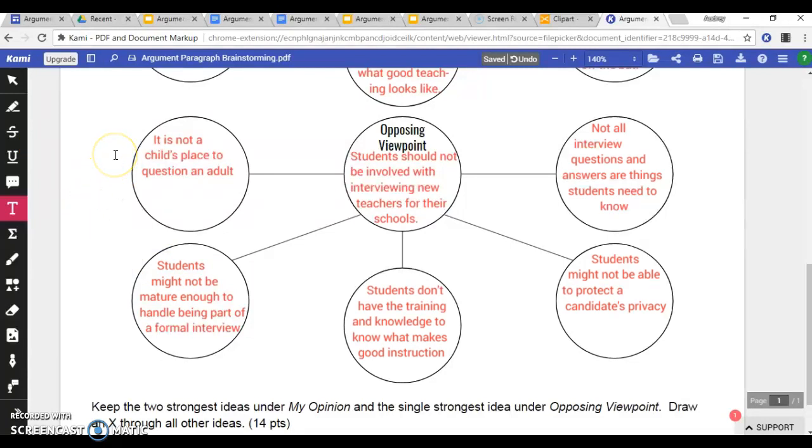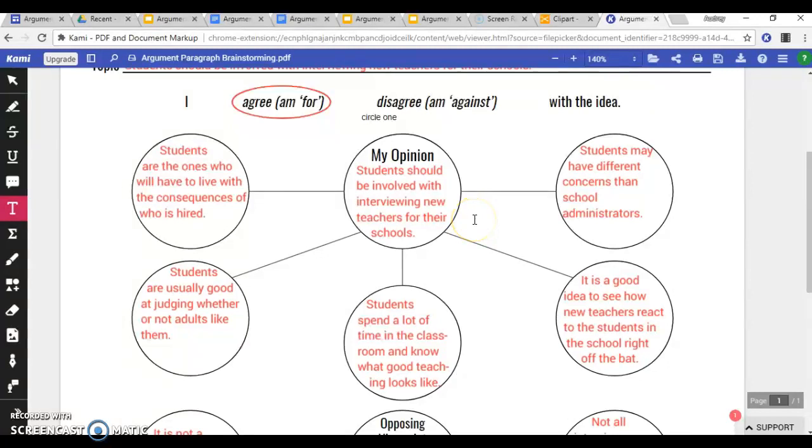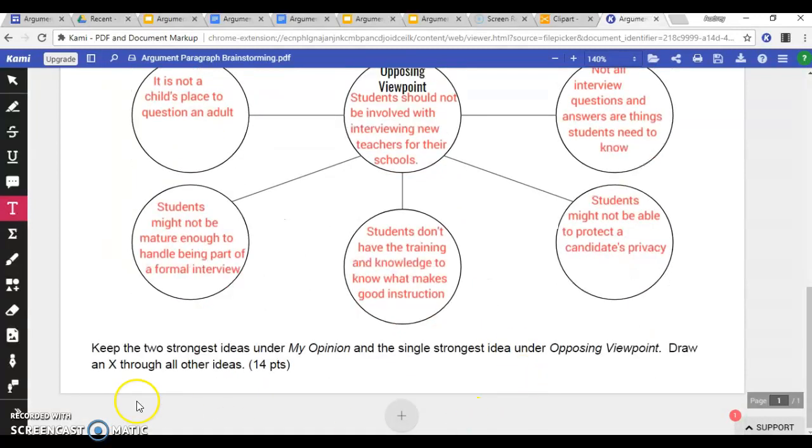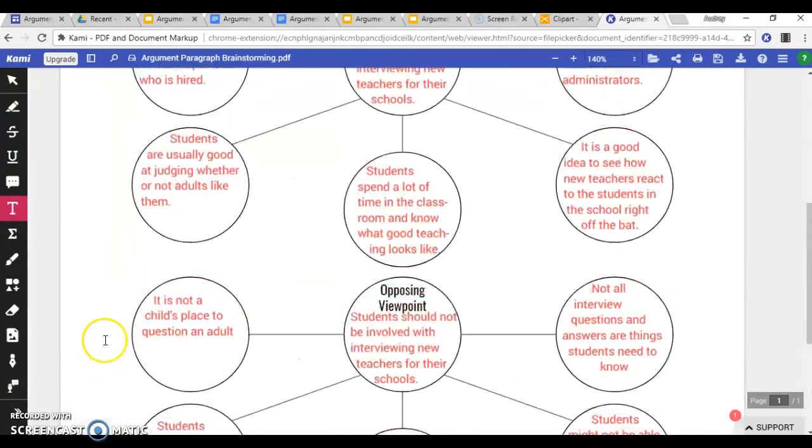So I have it's not a child's place to question an adult, students might not be mature enough to handle being part of a formal interview, students don't have the training and knowledge to know what makes good instruction, not all interview questions are things students need to know, and students might not be able to protect a candidate's privacy. So I have both my opinion with 5 supporting reasons and the opposing viewpoint with 5 supporting reasons. Now I need to keep the 2 strongest ideas under my opinion and the single strongest idea under opposing viewpoint. Draw an X through all of the other ideas.